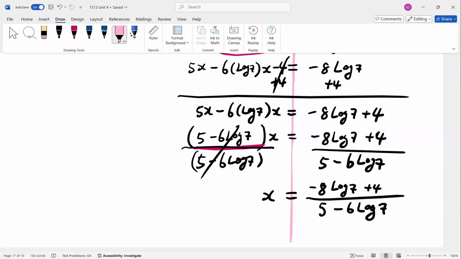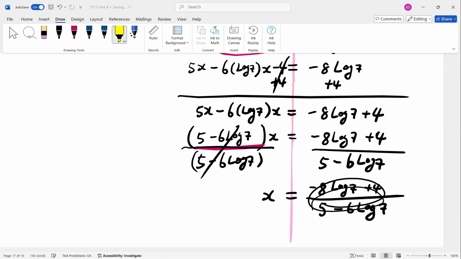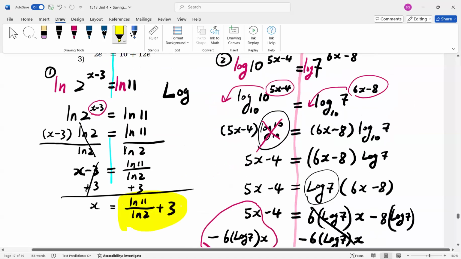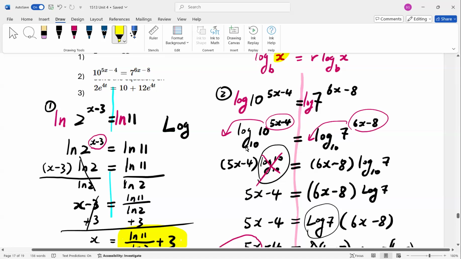Yeah, I know it's quite complicated. This is the answer. Any questions? So you either do ln or do log. ln is a natural log, log is the common log. The reason we do that is because the calculator has log and ln. We do not use other bases. It doesn't help if we use other bases. That's number 2.